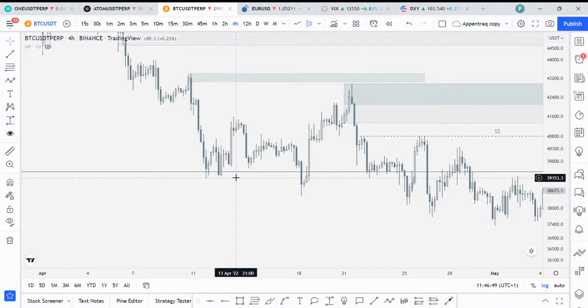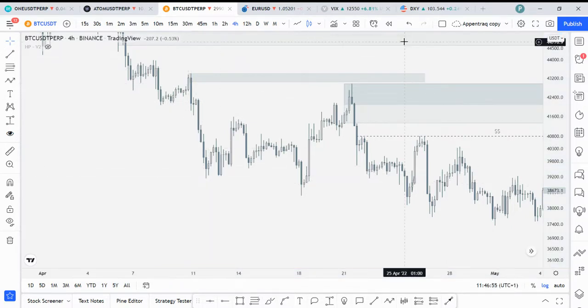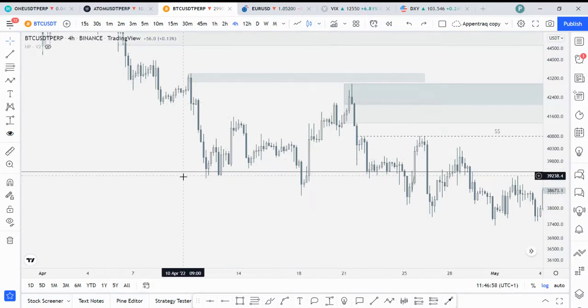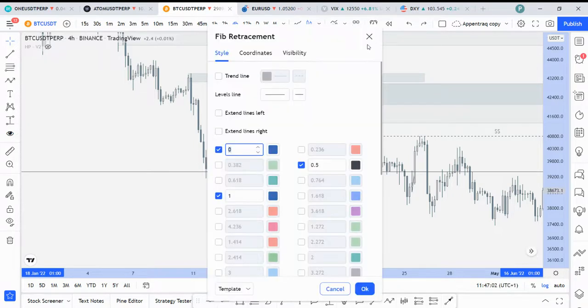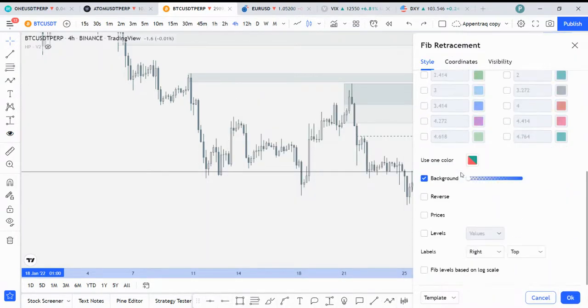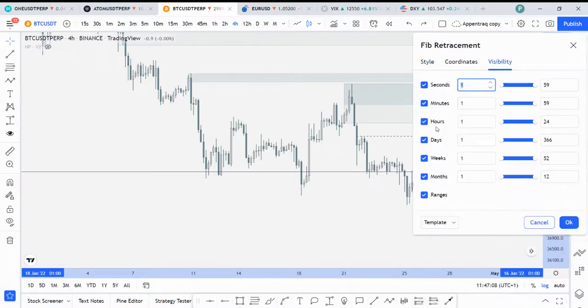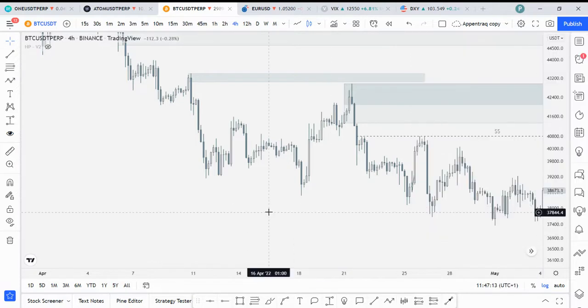This is another range here. Price is dropping. Price forms a low. Let me hide this. Let me show this only on the daily.